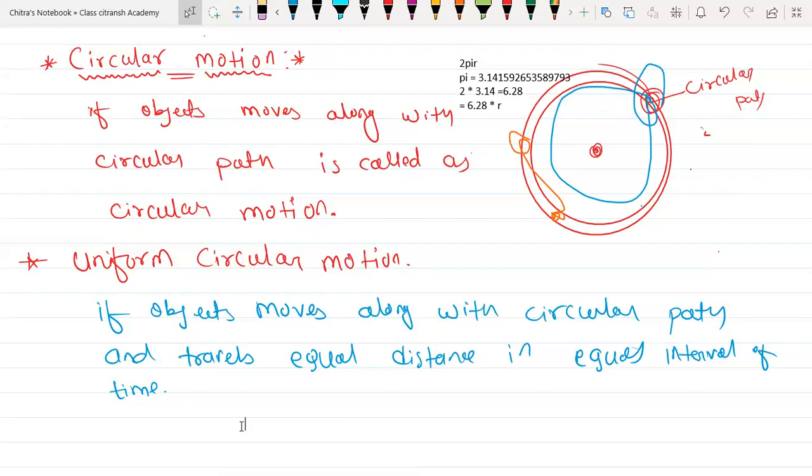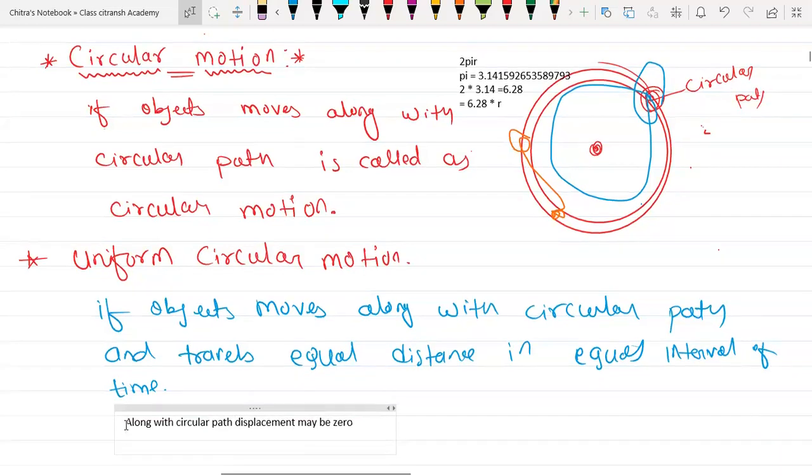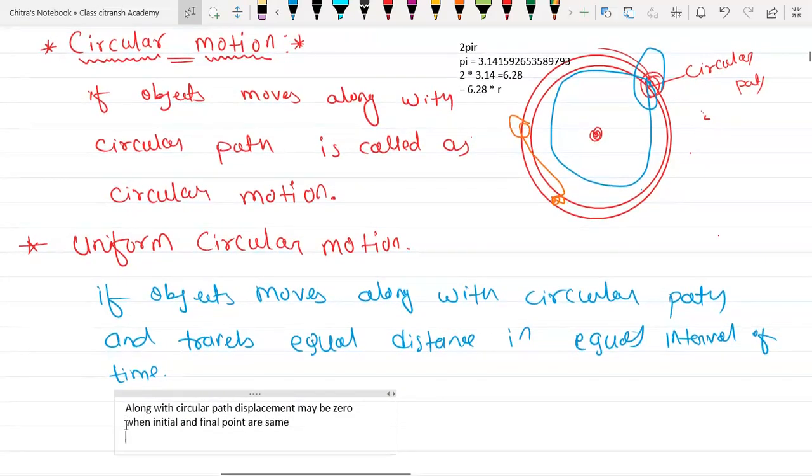Any doubt here in circular motion? No, sir. So just write it down. Along the circular path, displacement may be zero. What is the condition for that? When the initial and final points are the same. Understood, beta? Yes, sir. Good. Let me take a screenshot then.